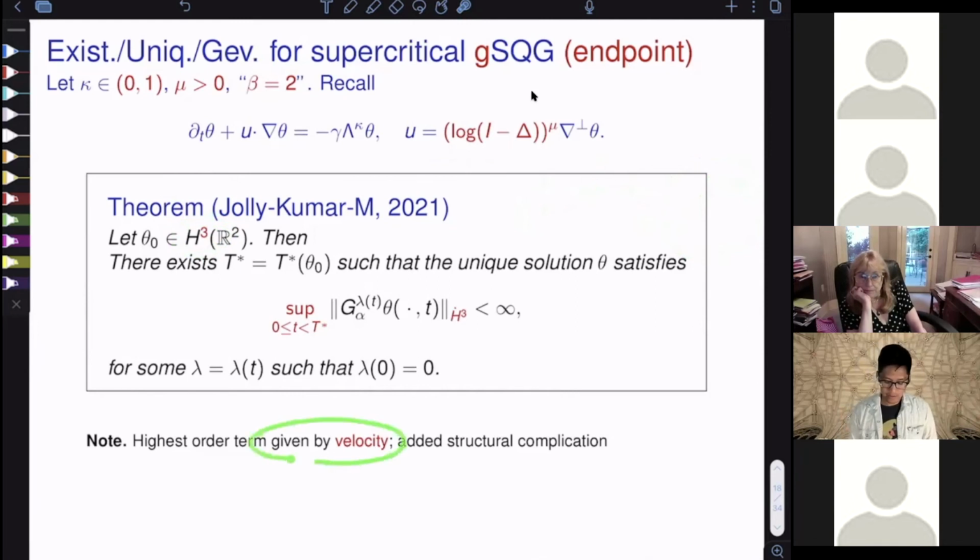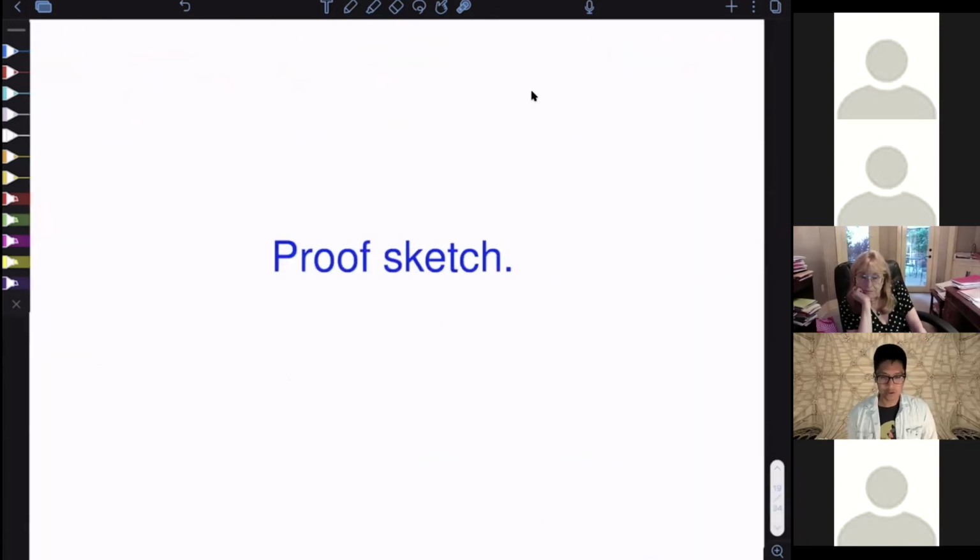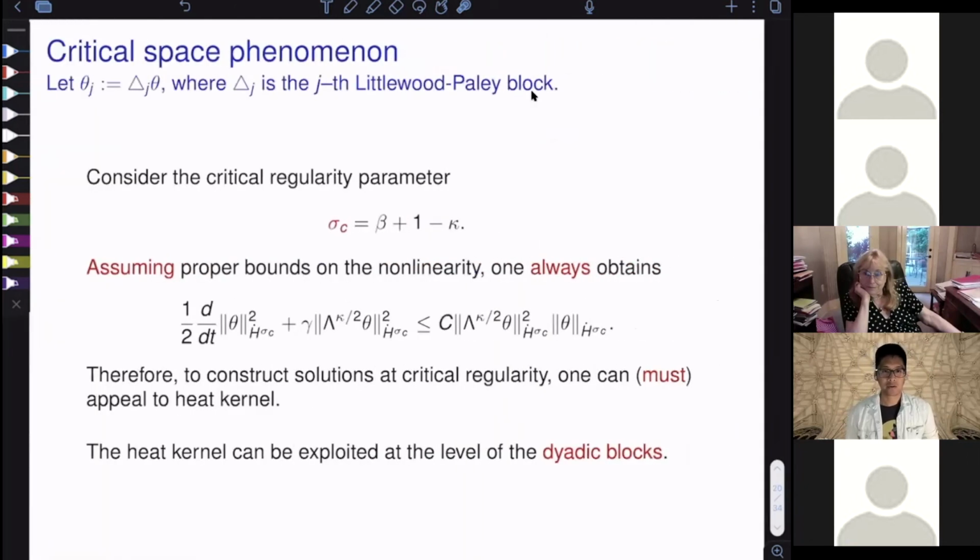And the highest order term is now given by the velocity rather than the gradient of, this just adds some additional technical complications, but we can deal with them. All right, so let me just sketch the proof. I know I don't have that much time left, but I'll also try not to say too many details, to just give sort of the map.